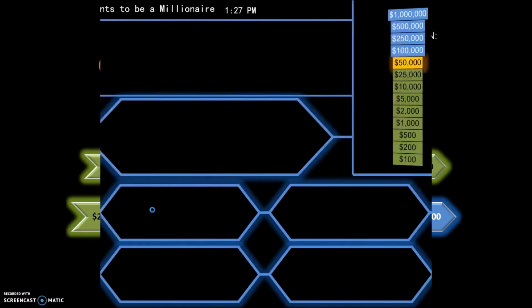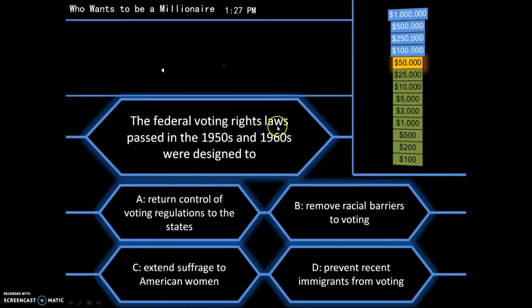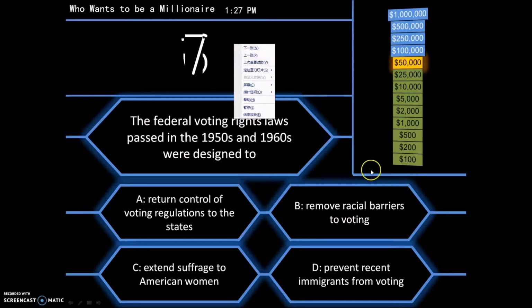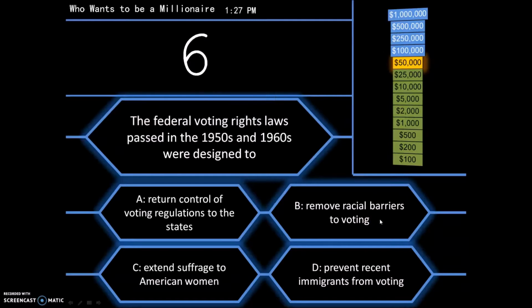Alright, next question. The federal voting rights laws passed in the 1950s and 1960s were designed to A, return control of voting regulations to the states. Not. B, remove racial barriers to voting. C, extend suffrage to American women. D, prevent recent immigrants from voting. Alright, so the women were already voting in the 1920s, so this is not our answer. In the 1950s and 1960s, that was the civil rights movement. And this one's related to B, remove racial barriers to voting.